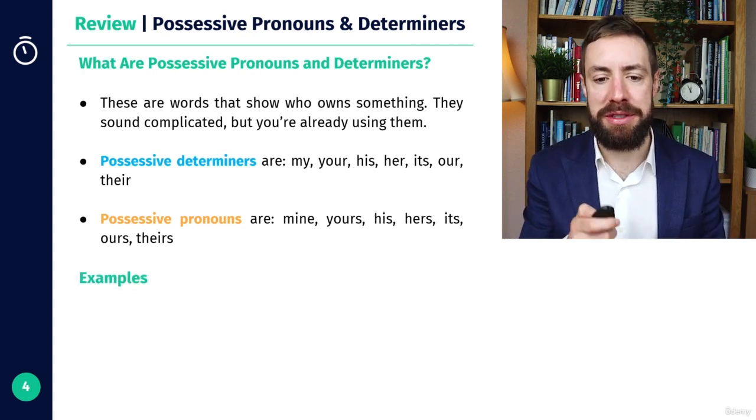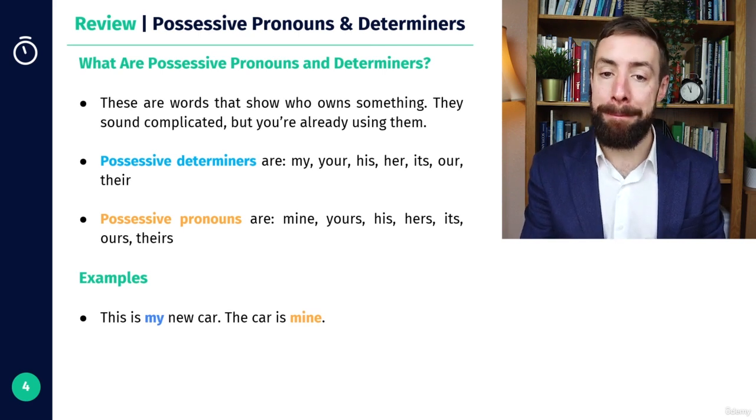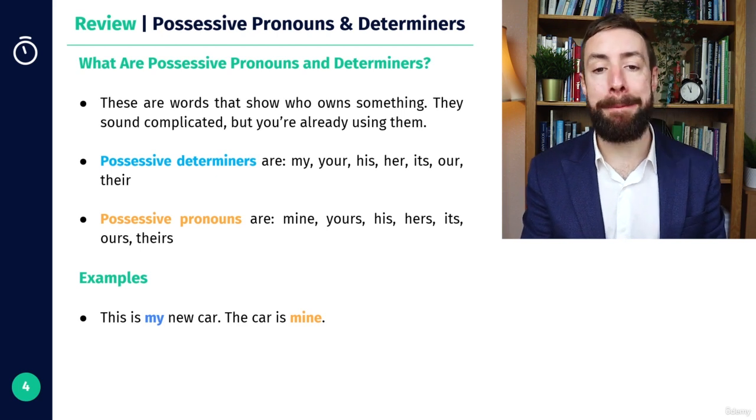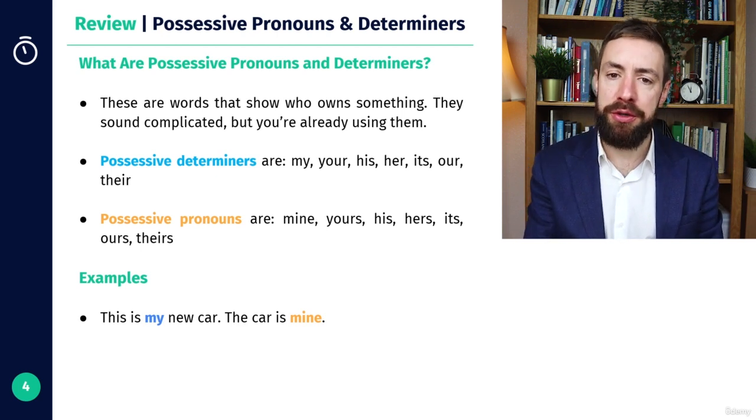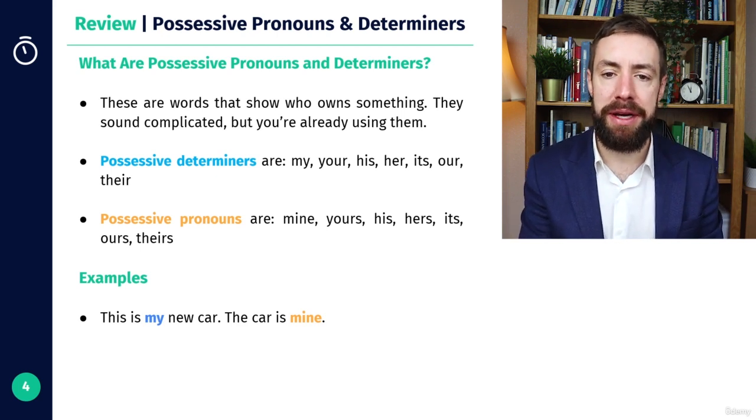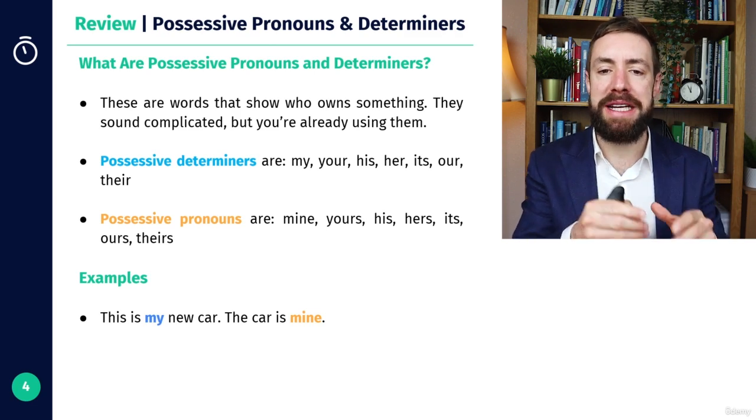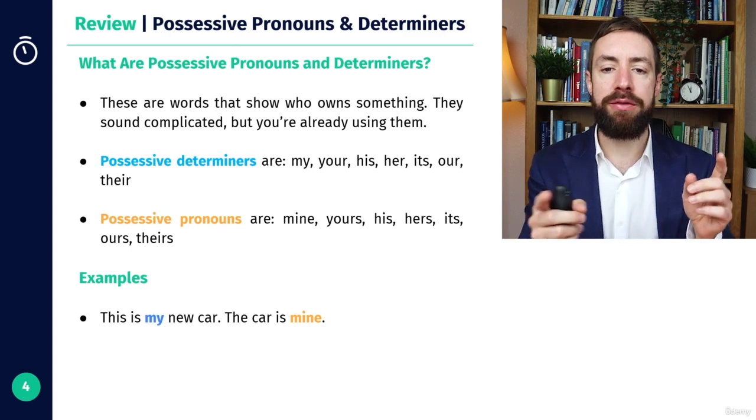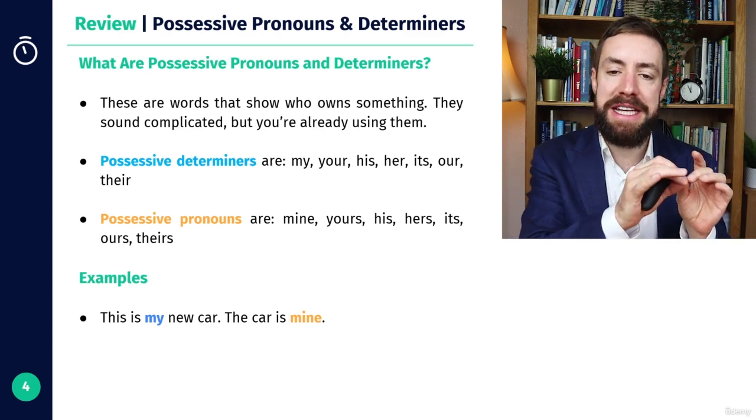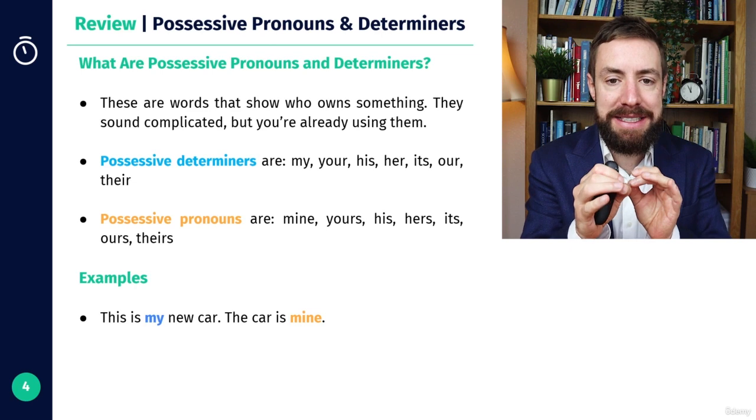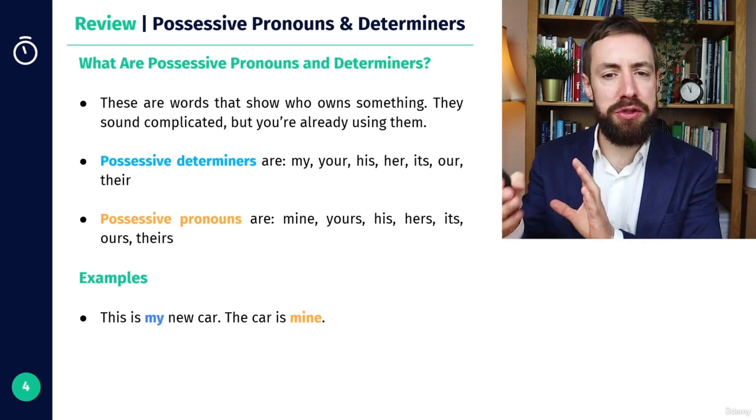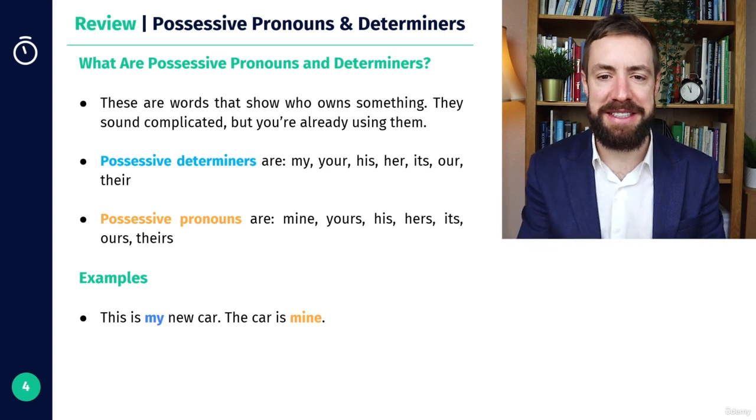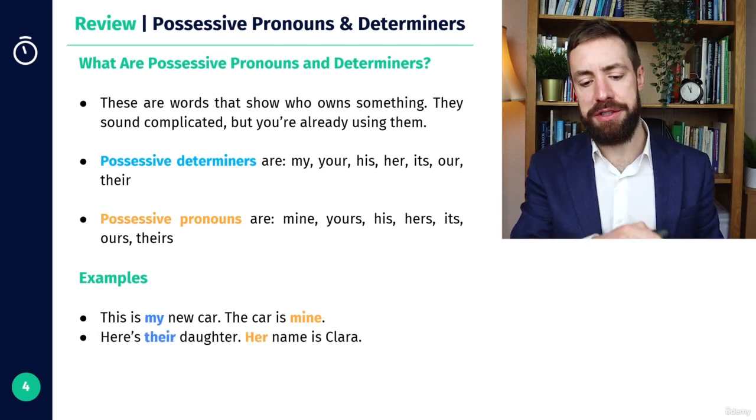Let's see some examples. First of all, this is my new car. This car is mine. All right, so the blue is the possessive determiner. When we organize the sentence in that way, we say this is my car. Or if we change the order, we say this car or the car is mine. So usually the possessive pronoun comes later in the sentence. And let's see some other examples as well.